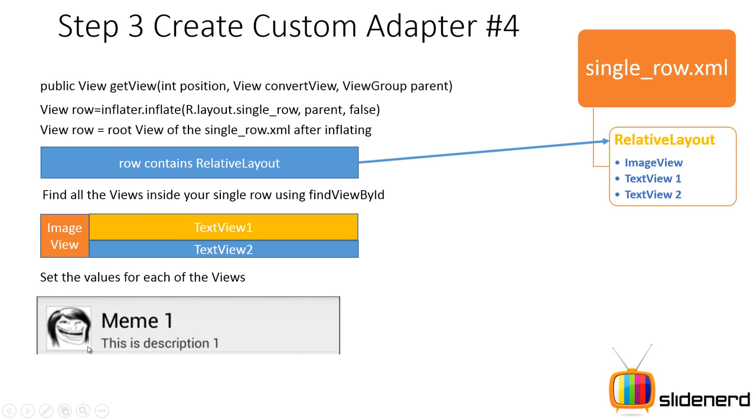Once you set the values, your row looks like this. This is especially for the first row. For the second row, you will have Mimi2 over here, description 2 over here, and a different image over here, and so on and so forth, because getView is called for every single row. And ultimately, this row object contains this entire row that you see over here, and you simply return it from your getView method. This is how you're expected to use the getView method.